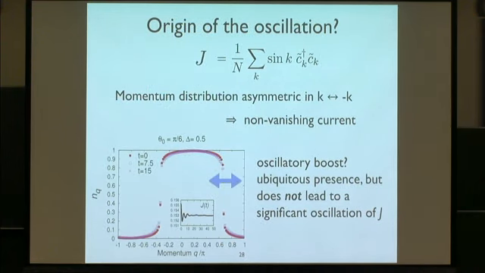So next, I want to discuss where this oscillation comes from. And as I said earlier, this current is written in terms of the momentum occupation number like this. So if you have an asymmetric distribution in momentum between positive k and negative k, then you get a non-zero value of the current.